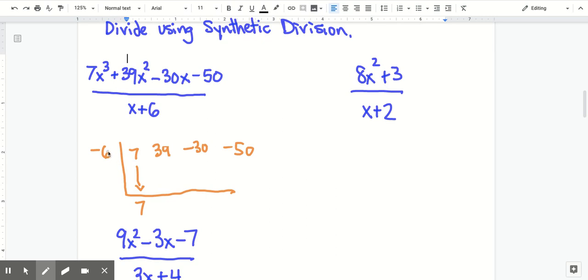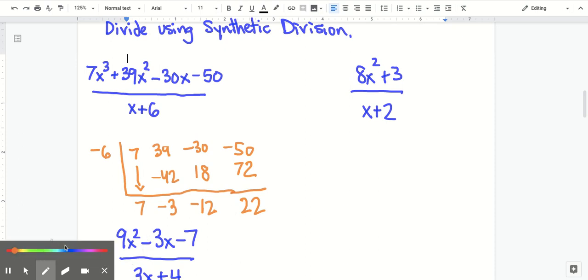Then I multiply negative 6 times 7, which is negative 42. I add those together, which is negative 3. Multiply, I get positive 18. Add, I get negative 12. Multiply, I get 72. Add, I get 22.